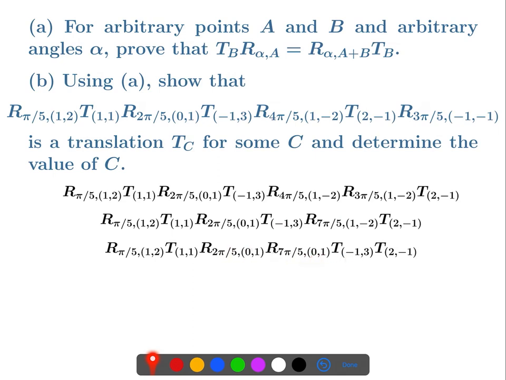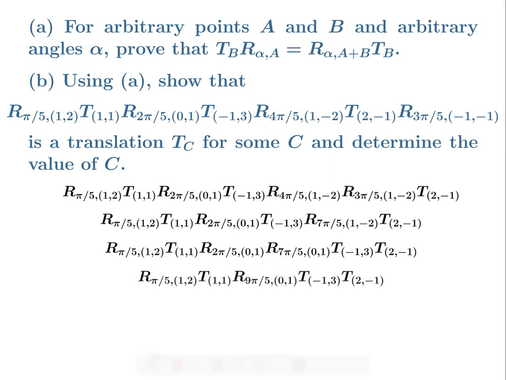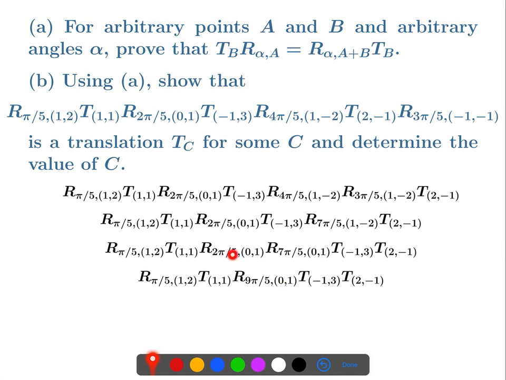Again, now I have the 2 points being the same here, so I'm rotating around 0, 1 by 7 pi over 5, and then I keep turning another 2 pi over 5 when I look at this product of two rotations. So these I can combine to get a rotation around 0, 1 by 9 pi over 5. So I've replaced these with a rotation around 0, 1 by 9 pi over 5.